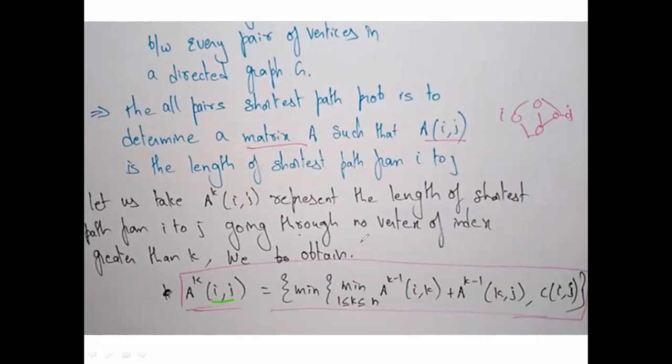Please all of you remember this formula. The formula is A power k of i comma j equal to the minimum of these values. This is one set and this is another set. From these two sets we have to find the minimum value. So the minimum of 1 to n of A power k minus 1 of i comma k plus A power k minus 1 of k comma j, and c of i comma j.